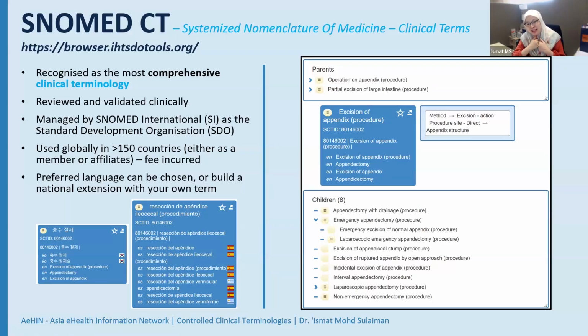Because SNOMED-CT, I think, is more robust, but that means it's also more complex. But once you understand SNOMED-CT, you will be able to understand the others. So SNOMED-CT used to be called, the full name of it is actually Systematized Nomenclature of Medicine, Clinical Terms, but now it's a branded product. It's just being called SNOMED-CT. It's well known already. It's recognized as the most comprehensive clinical terminology.